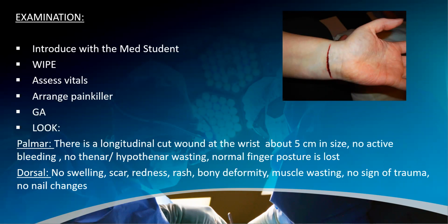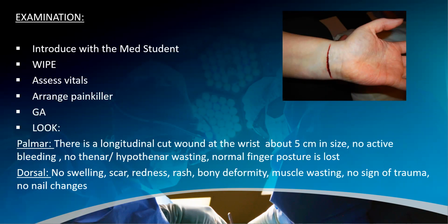Then in this case, we will start with inspection and palpation, which is mainly looking at the arm, feeling the arm, moving the arm, and checking all the injuries. So you start with the look. In the look, you mainly start with the palmar aspect first and then the dorsal aspect.